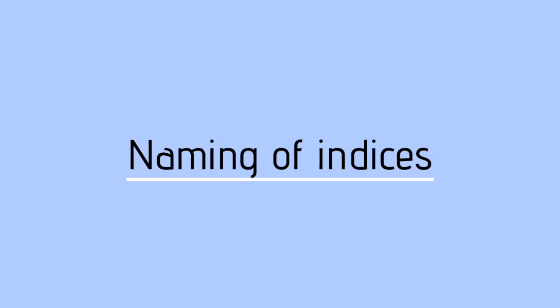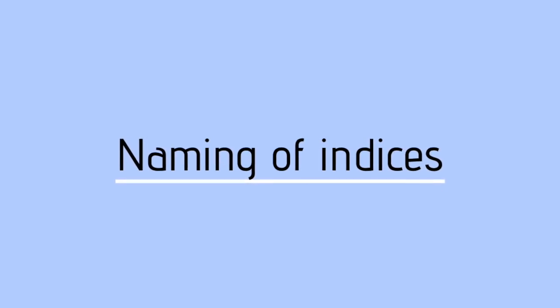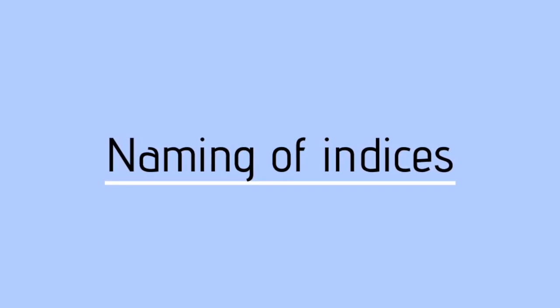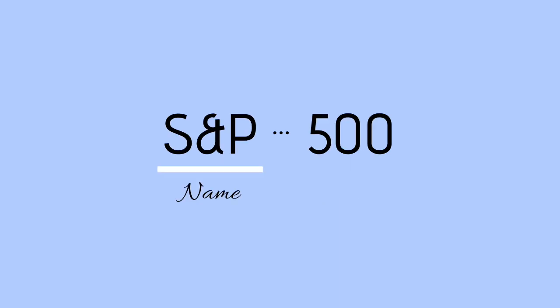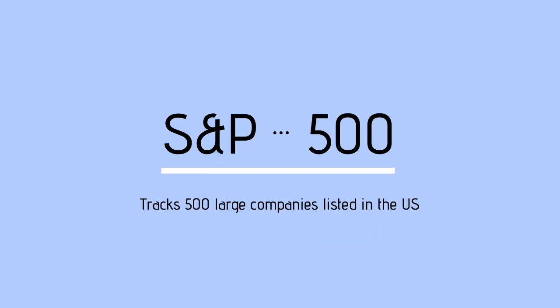To start off, we'll first talk about the naming convention of an index. The name or abbreviation itself is pretty straightforward, but for most indices, there will be a number following the abbreviation, which isn't just a random number. Let's take one of the most popular indices, for example, the S&P 500. This index tracks 500 large companies listed in the US, and these companies have gone through a selection criteria in order to be listed as one of the 500.